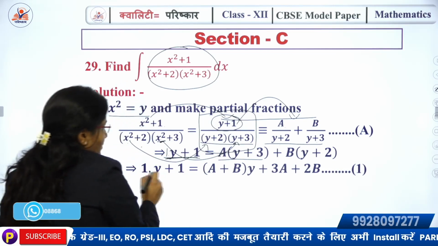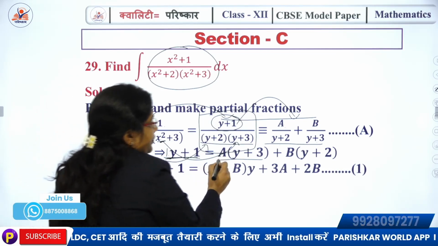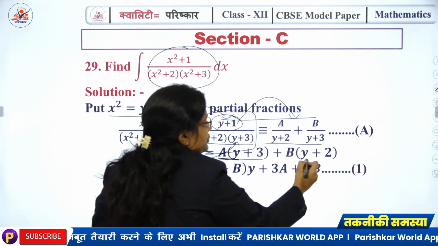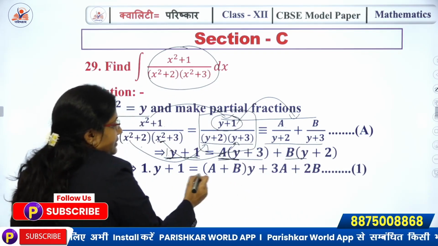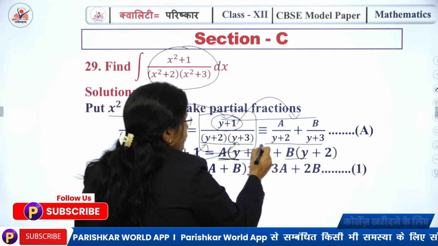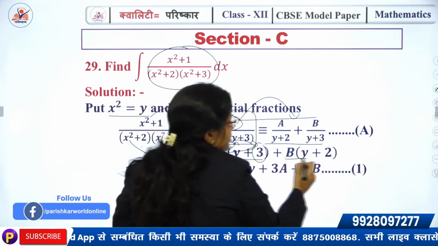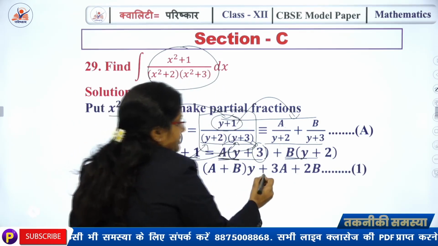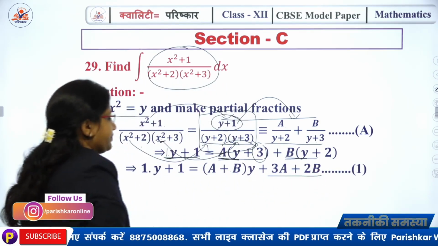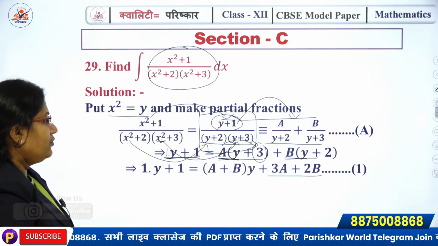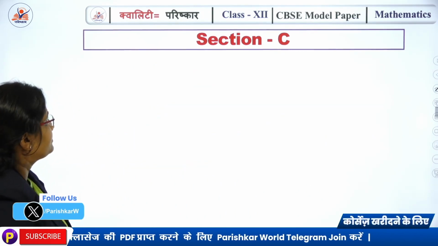Here, plus 1 is the coefficient of y; on the other side the coefficient of y is a, here the coefficient of y is b. We put this together: a plus b into y, and the constant term is 3a and here the constant term is 2b. Put this together, 3a plus 2b. Now compare both sides of coefficients.